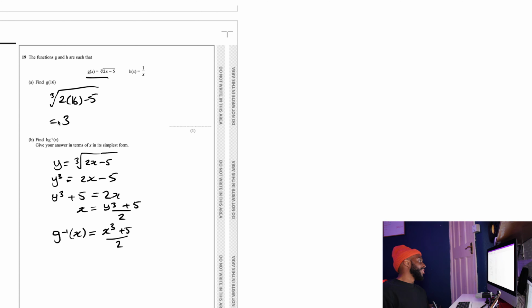But we need to find h of the inverse g function. So we're going to sub that in to this function here. So h of inverse g gives us 1 over this fraction here.